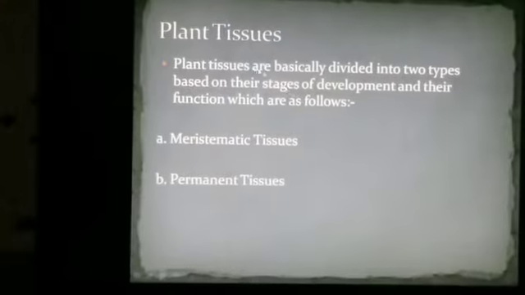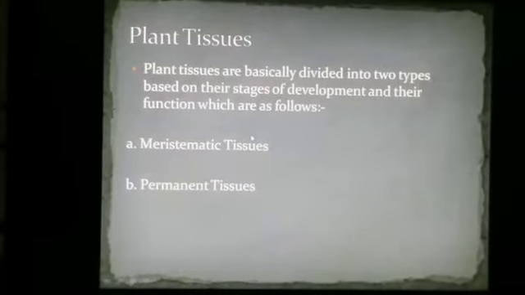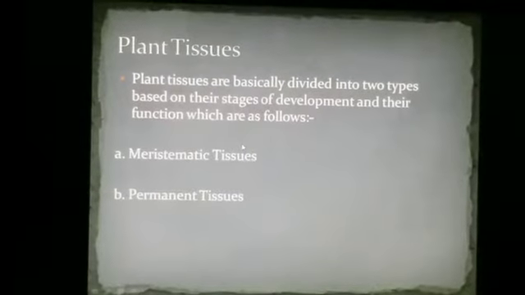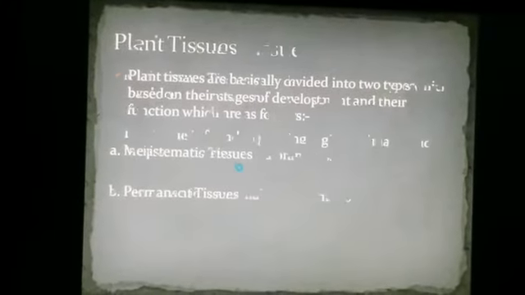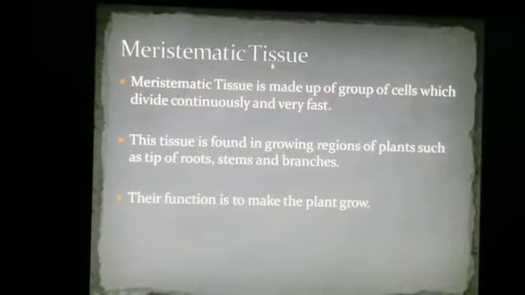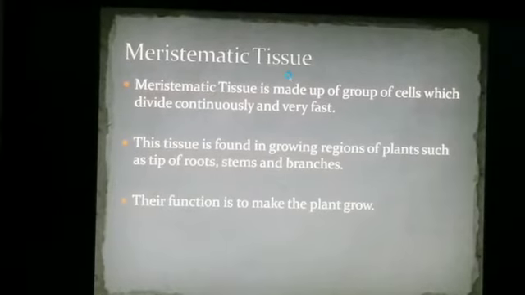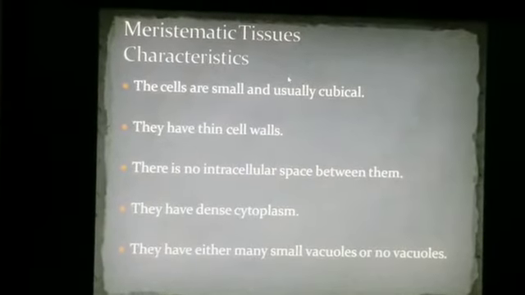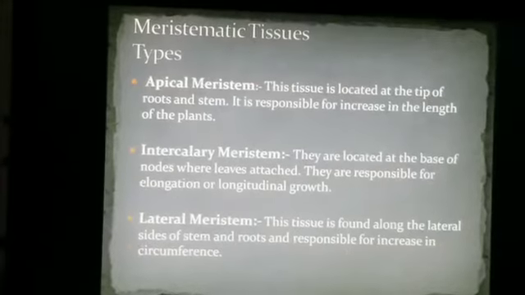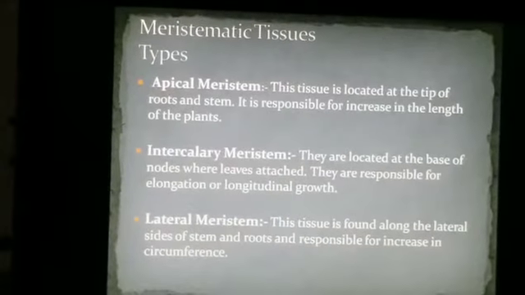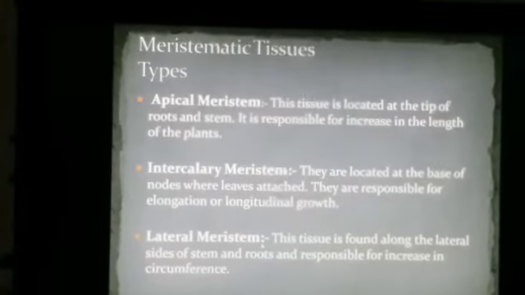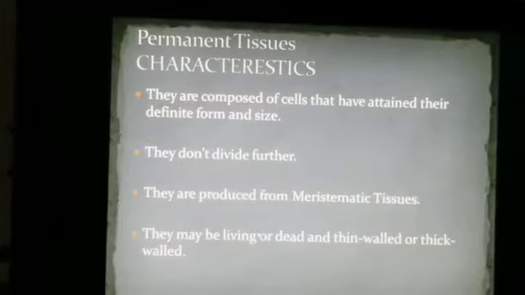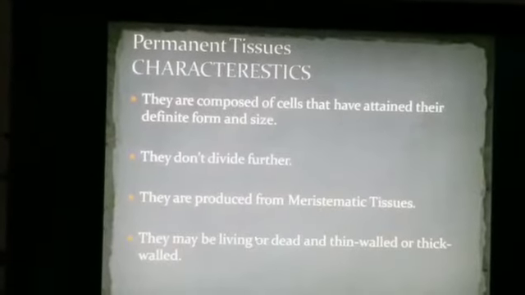Then, what are plant tissues? There are two types of plant tissues. Meristematic tissues and permanent tissues. Then I taught you the characteristics of meristematic tissues, and the types of meristematic tissues: apical meristem, intercalary meristem, and lateral meristem. After that, I taught you the characteristics of permanent tissues.